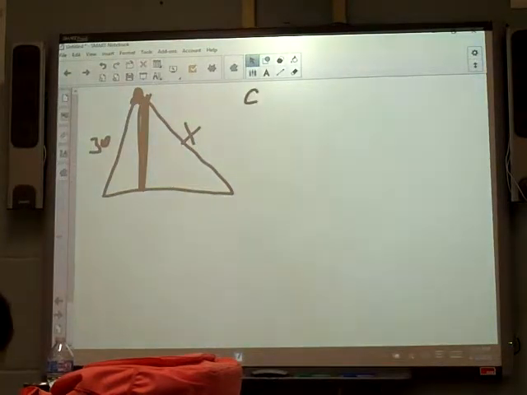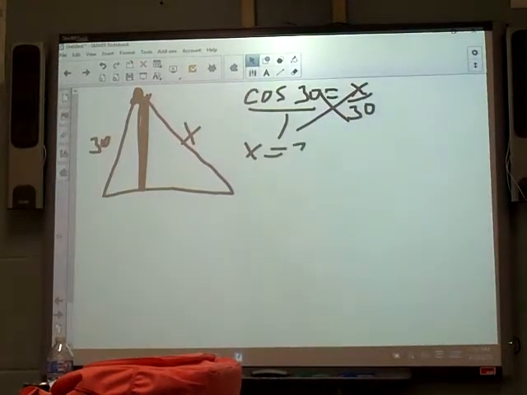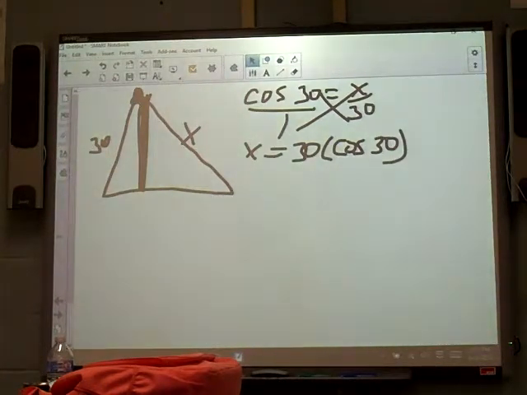So I said the cosine of 30 is equal to adjacent over hypotenuse. This was an easy one to solve when you cross multiply. x would equal 30 times the cosine of 30, which ended up being 15 square roots of 3. So that piece in there, that height that I've highlighted, is 15 square roots of 3.